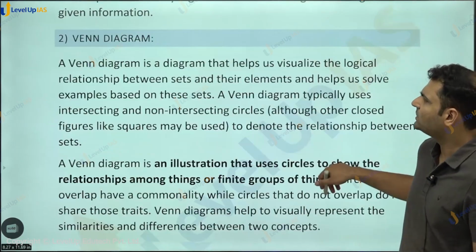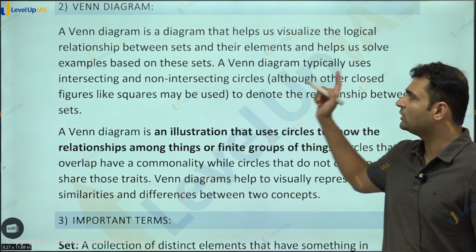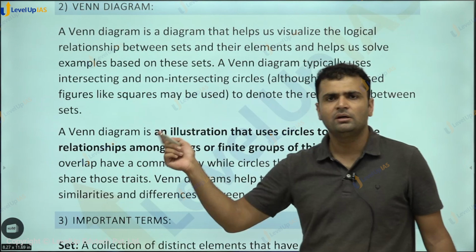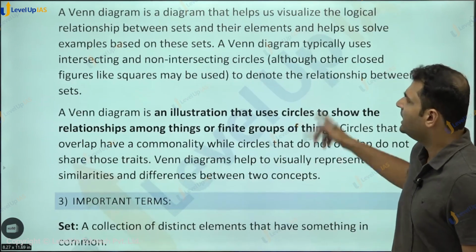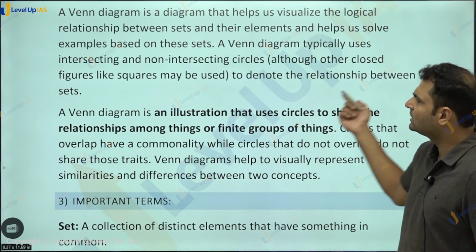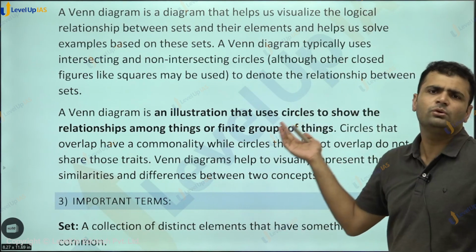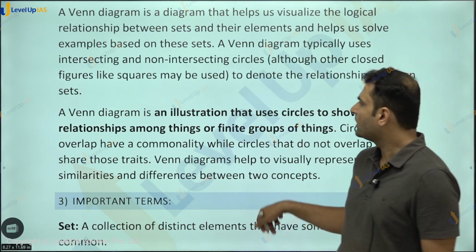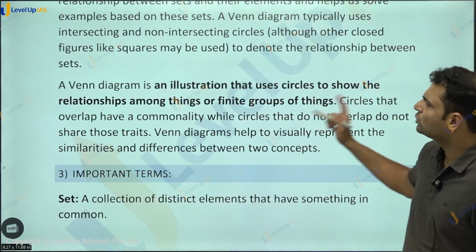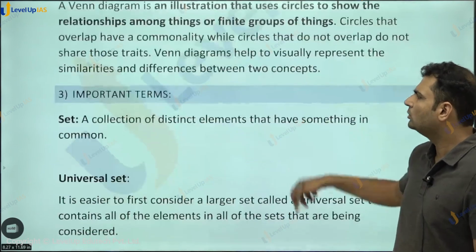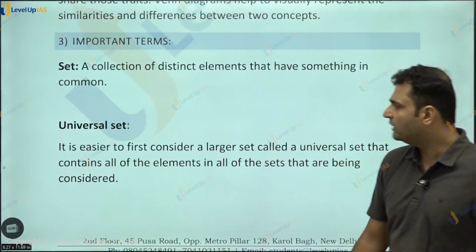Venn diagram is a diagram that helps us to visualize the logical relationship between sets and their elements, and it helps us to solve examples based on those sets. A Venn diagram typically uses non-intersecting or intersecting circles, although other shapes can also be used, but we use circles because it is easy to draw, easy to visualize. It is an illustration that uses circles to show relationship among things or finite group of things. Let us see how to draw it when we come to that.